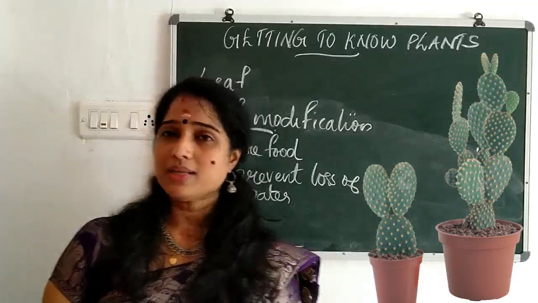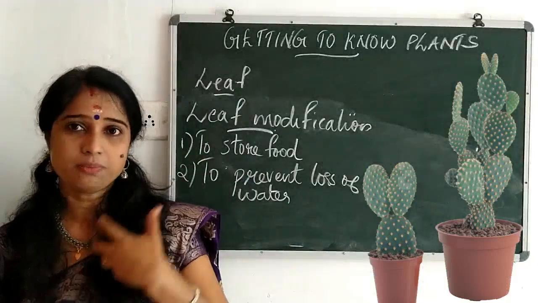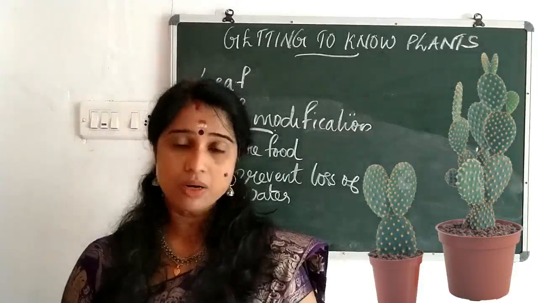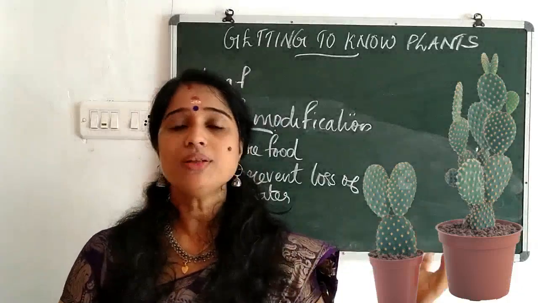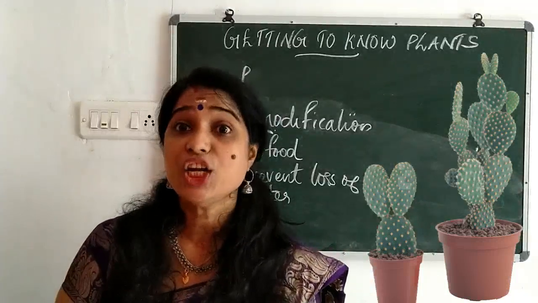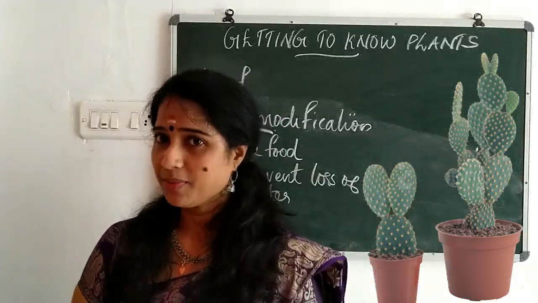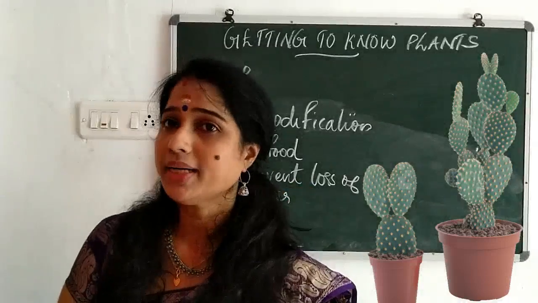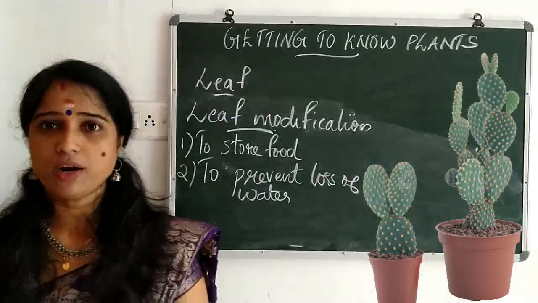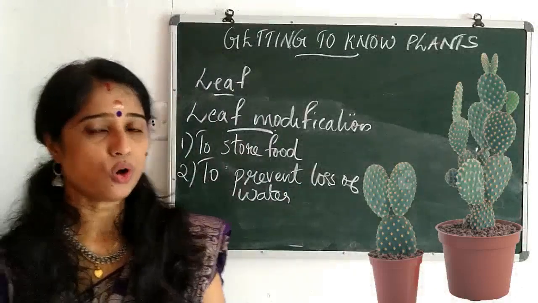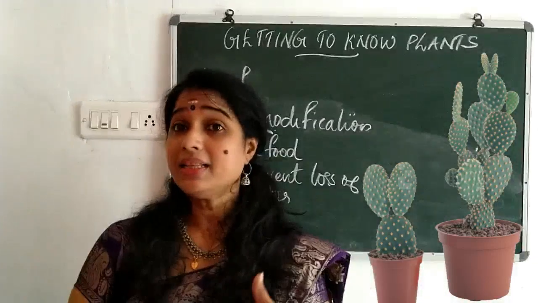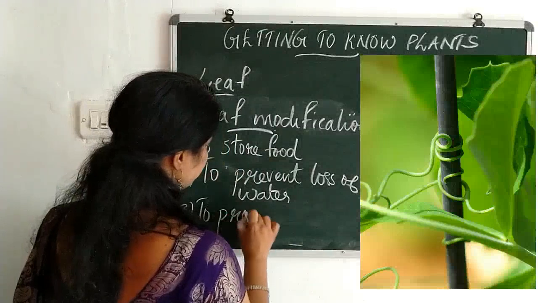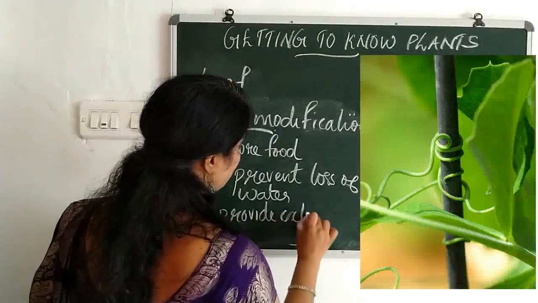No. So likewise, to protect itself from being eaten by other animals, in the cactus plant the leaves are reduced to spines. So the leaves, to prevent loss of water, are modified into what? Spines. Okay, leaves are modified into spines to prevent the loss of water. Next one, you can see that leaves are modified to provide extra support.